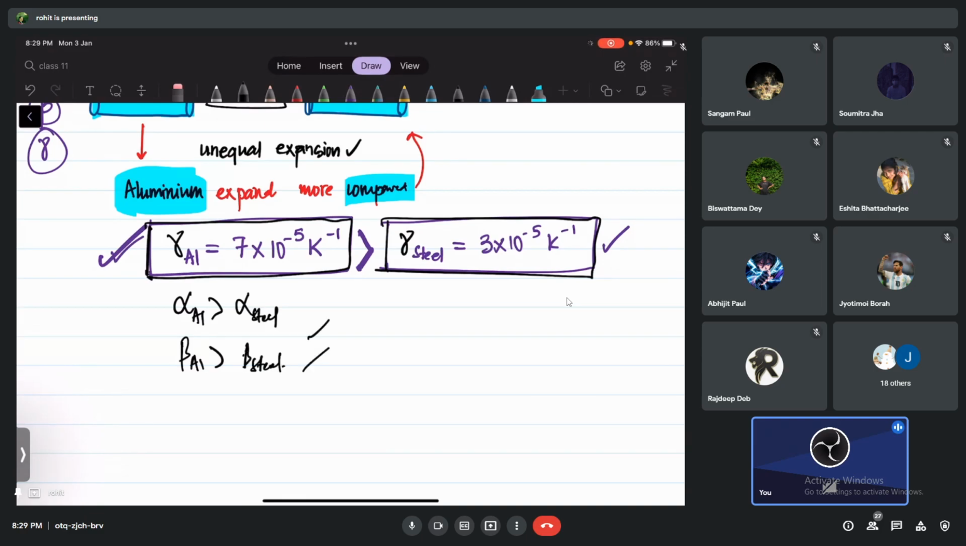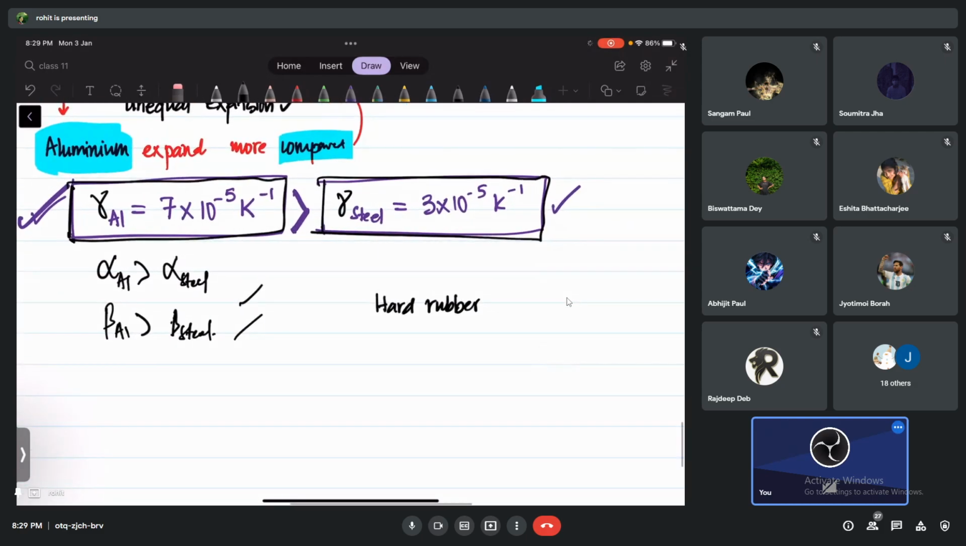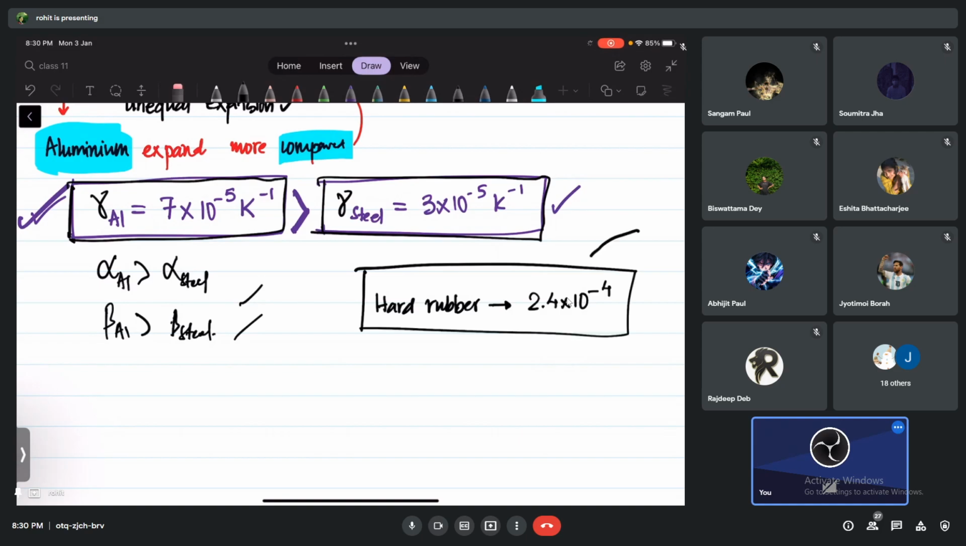Okay, let's talk very quickly about hard rubber. Hard rubber, what do you think? Will it be equal to these two, more than these two, or less than these two? Less, I take rubber, we change the temperature of rubber, increase the temperature. Less, 2.4 into 10 to the power minus 4. Wait a minute, less or more? Think again. Minus 4. Sir, it's more.